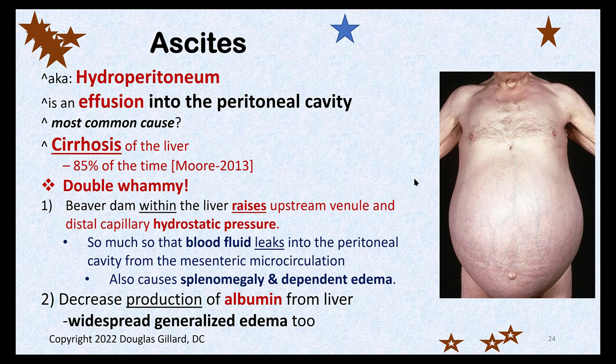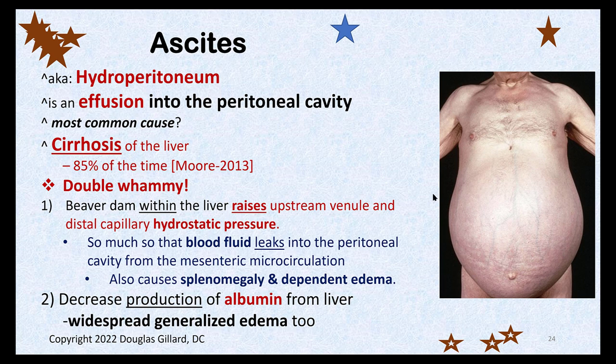So let's talk about the peritoneal cavity first. If blood fluid leaks into the peritoneal cavity, you get a condition called ascites or hydroperitoneum, whichever way you like to say it. And you can see their belly is all filled up with fluid. By far, the number one cause of ascites is cirrhosis of the liver. Moore says it's 85% of the time when someone has ascites, it's cirrhosis of the liver.